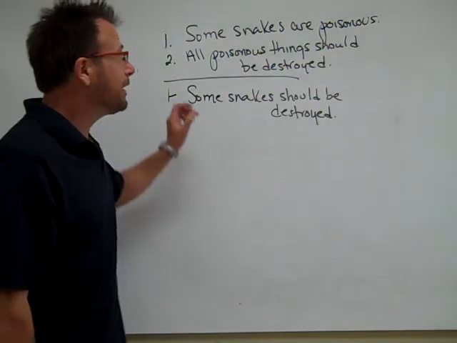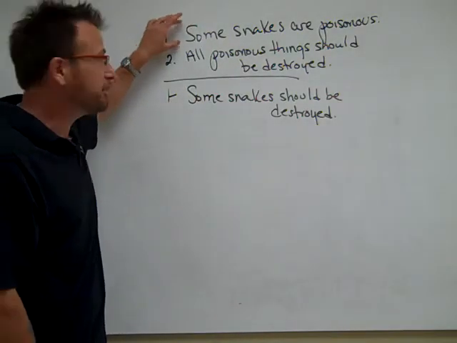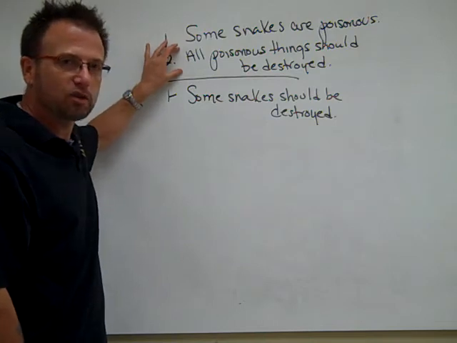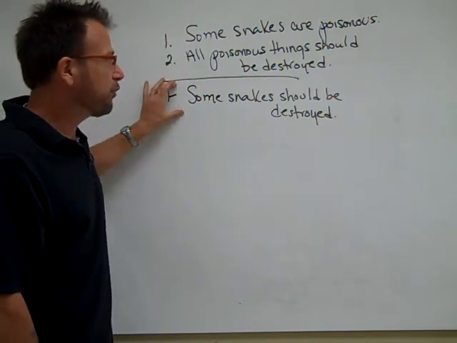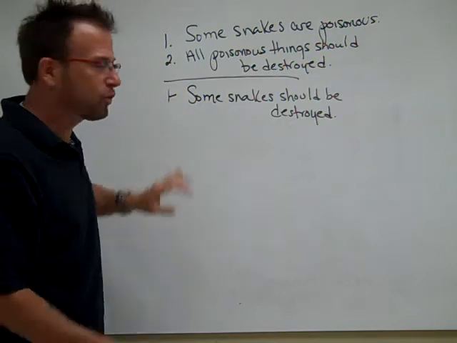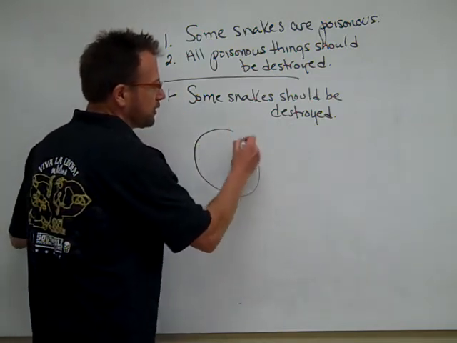Our argument this time: some snakes are poisonous. All poisonous things should be destroyed. Therefore, some snakes should be destroyed. We draw our three circles.